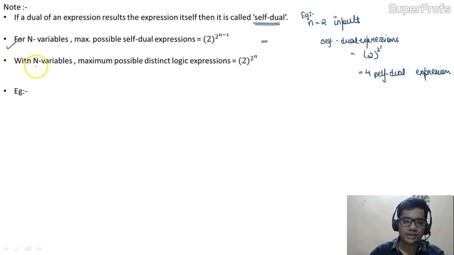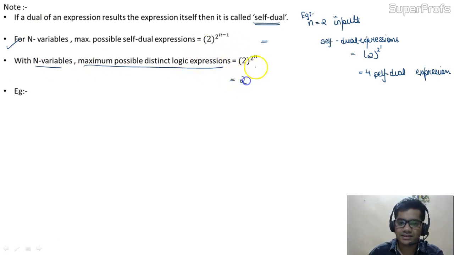Now the third note is, with n variables, the maximum possible distinct logic expressions, which we have already studied, is equal to 2 raised to power 2 raised to power n. So quickly write these 3 points. Then we are moving towards the complementary theorem. What is the complementary theorem?